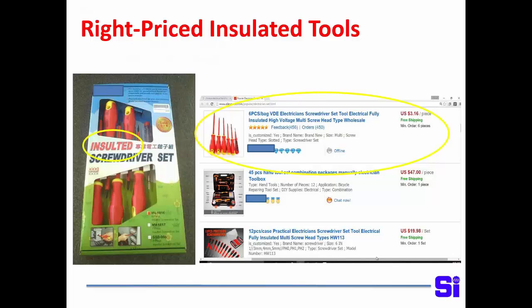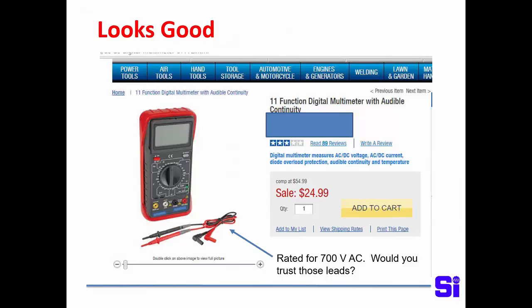No. And speaking of confidence, on that same website, I could get an 11-function digital multimeter with audible continuity for the bargain price of $24.99, and it says compare at $54.99. Now, here's where we want to go out on a job site with a $24.99 meter. The leads say that they are rated for 700 volts AC. And take a look at these test leads. I don't know that I would trust those babies at 700 volts AC.